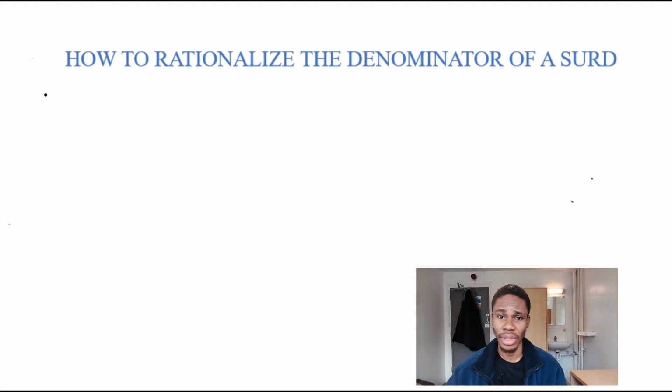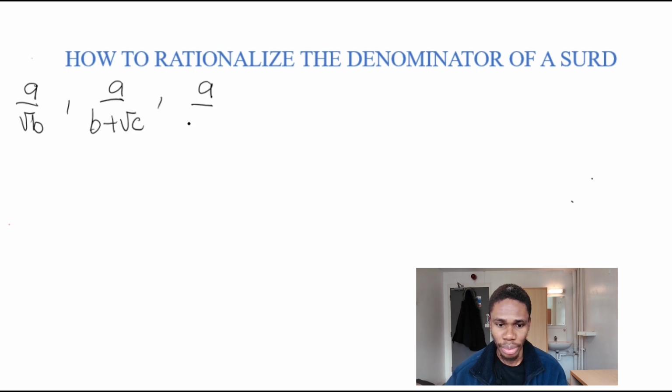In this video, I'm going to show you how to rationalize the denominator of a surd. So let's get straight into it. Rationalizing the denominator of a surd comes in three basic forms. The first one is a over square root of b. The second one is a over b plus square root of c, or a over b minus square root of c.